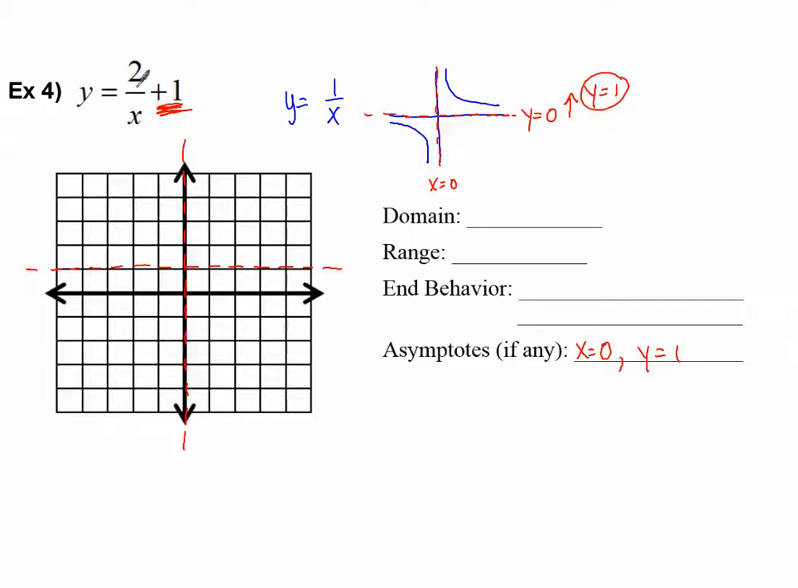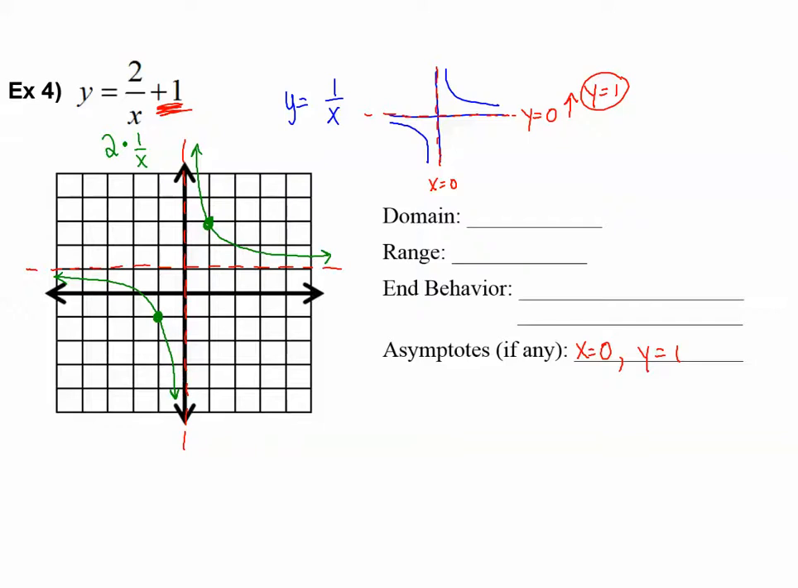Now we've got a multiplier of 2. Think of this like it says 2 times 1 over x. So normally where I'd go over 1 and up 1, I'm going over 1 and up 2, or left 1 and down 2. But for the most part, I want to just try to follow the asymptotes, stay close to them, and keep getting closer.